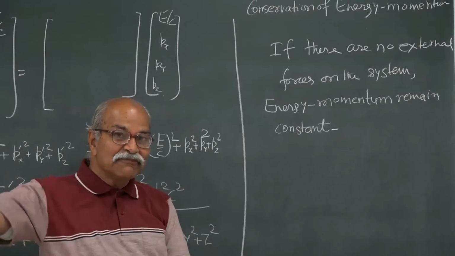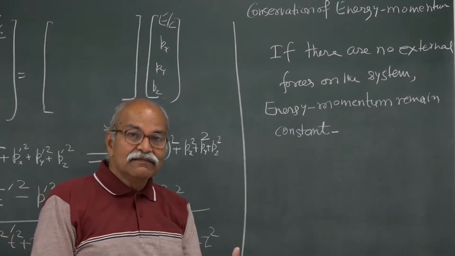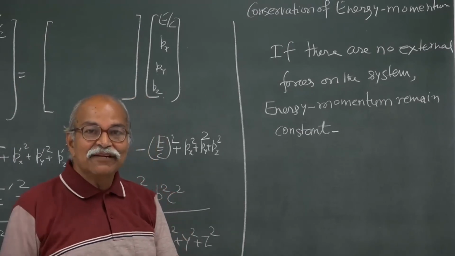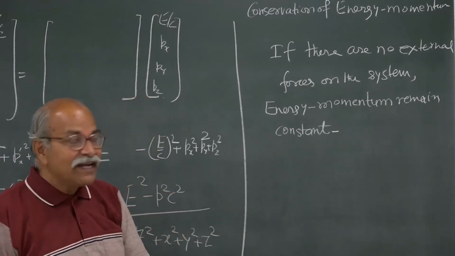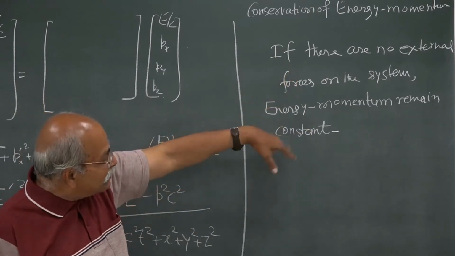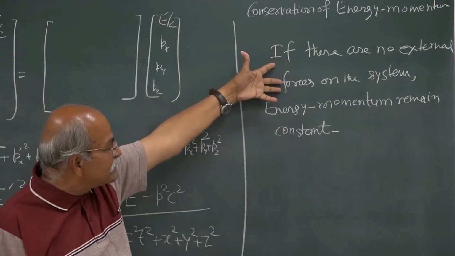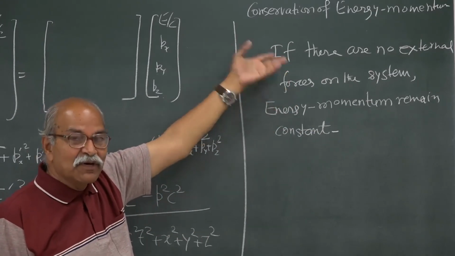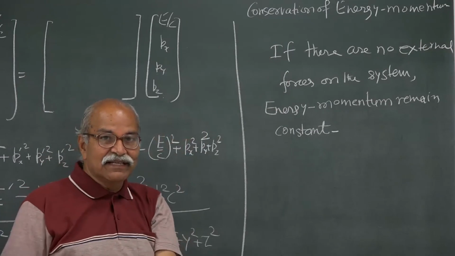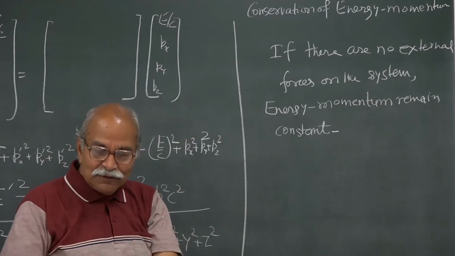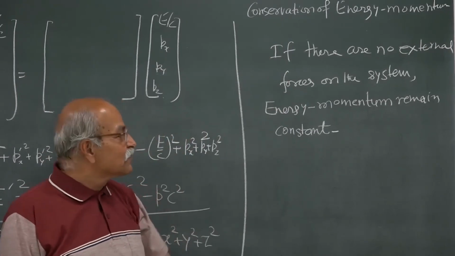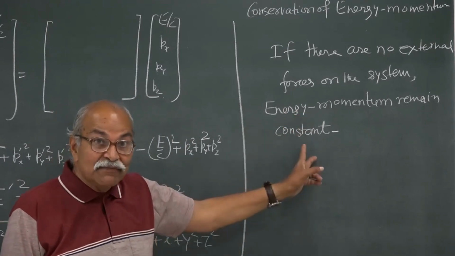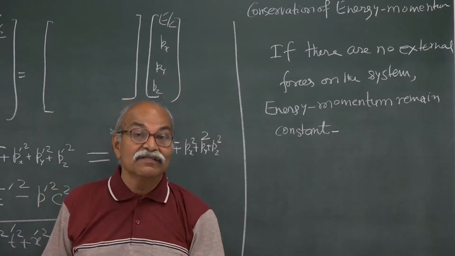When I am changing the frame and finding the value of some quantity in this frame and that frame, and it is the same, then we say it is invariant. And here, as a function of time, some interaction is taking place within the system, not from external forces. Because of that, configurations are changing, and we see that in all those situations this energy momentum remains constant. Remains constant means all the four components remain constant.